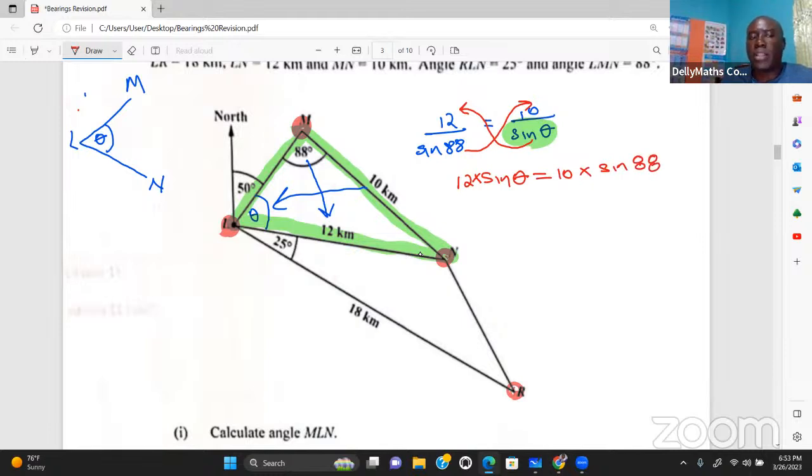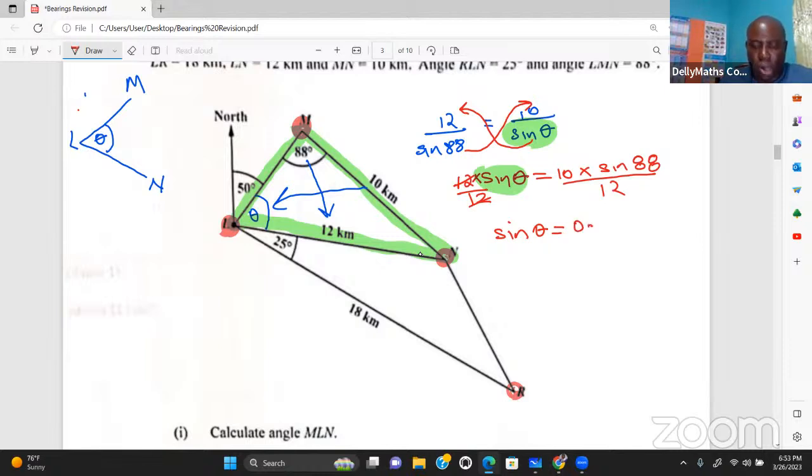Now, remember, we want to find this. And you will agree that we need to divide by the 12 right now. So we divide by 12 and balance by dividing by 12 so that it is alone and by itself, right? So we could see that. It's alone, it's by itself. So at this moment, we want to write down that the sine of the angle is going to equal 10 times the sine of 88 degrees. And you want to divide that by 12.